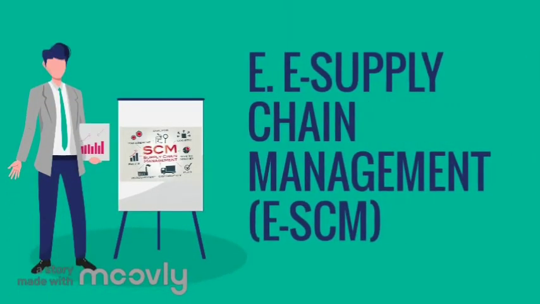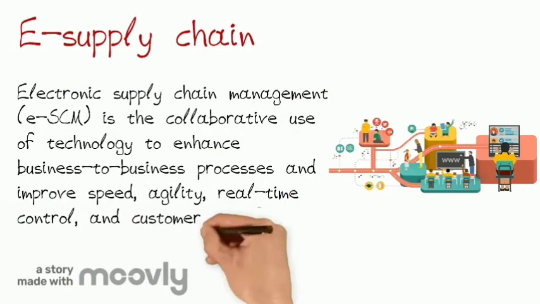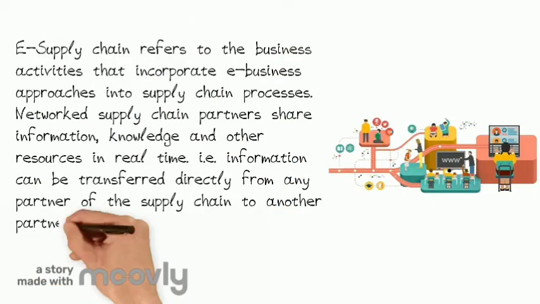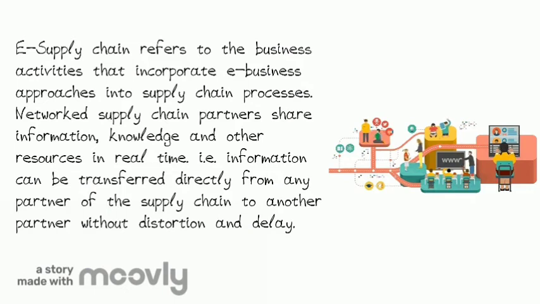Now let's go to e-supply chain management. E-supply chain, electronic supply chain management, ESCM, is the collaborative use of technology to enhance business-to-business processes and improve speed, agility, real-time control, and customer satisfaction. E-supply chain refers to the business activities that incorporate e-business approaches into supply chain processes.